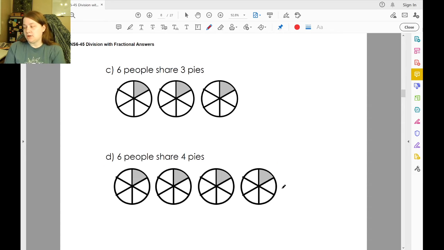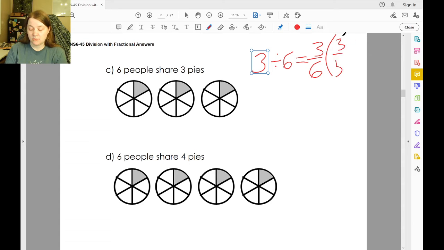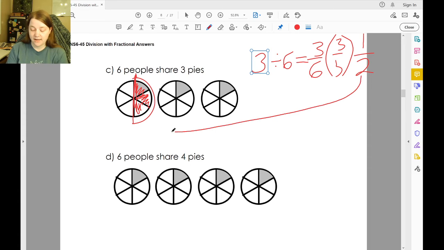6 people sharing 3 pies. 3 pies divided by 6 people equals 3/6. Fun fact, you can also simplify that by dividing by 3 over 3. 3 divided by 3 is 1. 6 divided by 3 is 2. And look at how 3/6 equals 1/2.